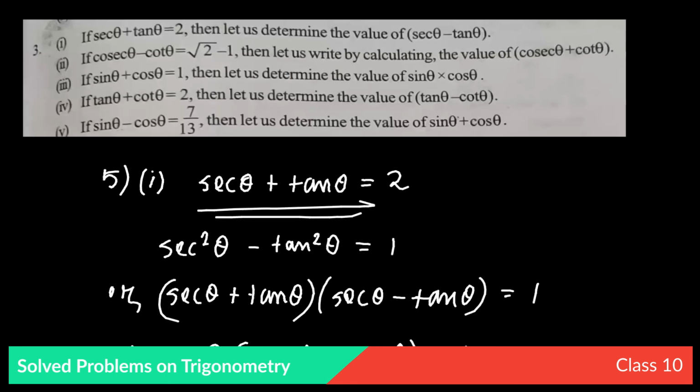Now the last question. It is given that sine theta minus cos theta equals 7 by 13. Let us determine the value of sine theta plus cos theta. Okay, so how can we do this? Just see.